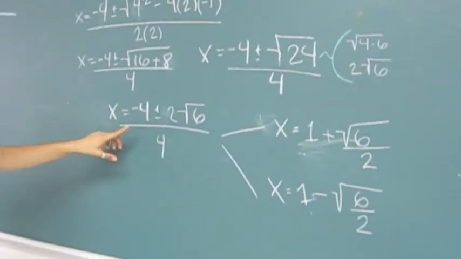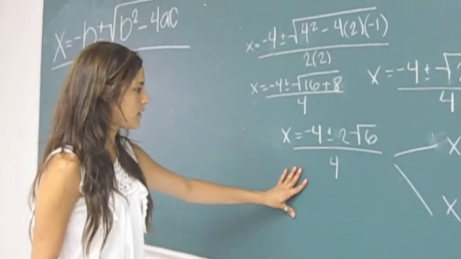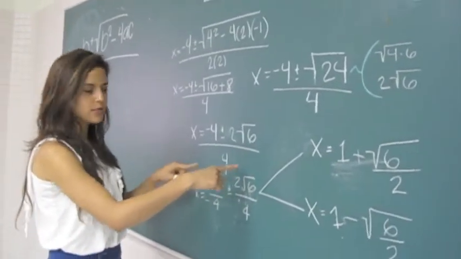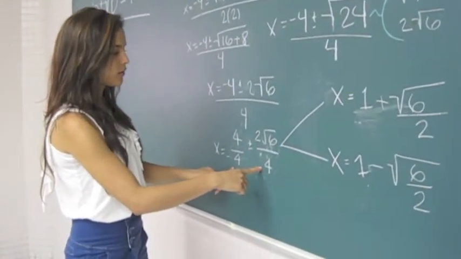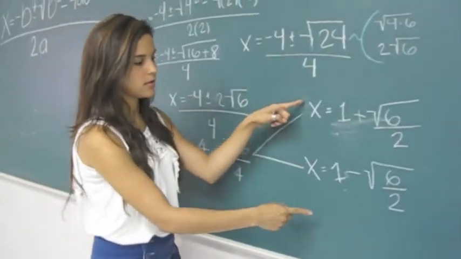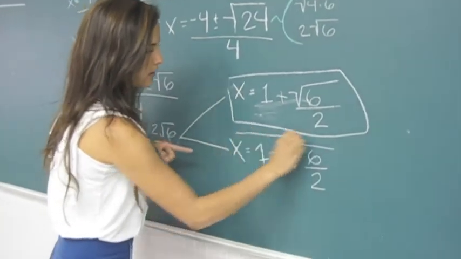x equals negative 4 plus or minus 2 square root of 6, divided by 4. Then we're going to divide this into two fractions, and this will get two answers, a positive one and a negative one. And this is our final answers. This is a positive and this is a negative.